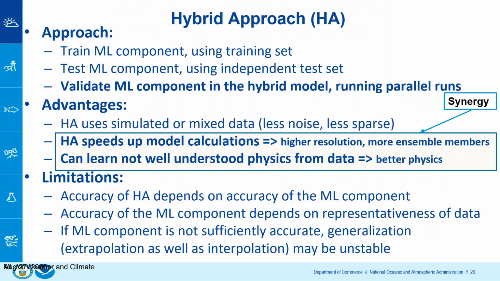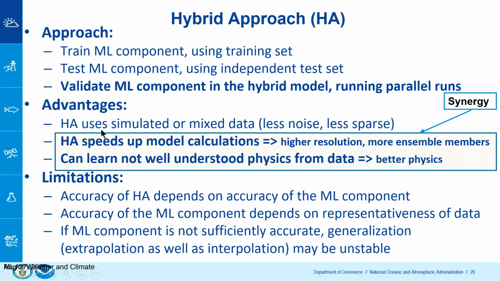Now let's review our hybrid approach. The approach now consists of 3 steps. The first 2 steps are the same as for the machine learning approach, which is purely machine learning. You train the machine learning component using a training set, and you test it using an independent test set. But the most important third part is validation of the machine learning component inside the hybrid model, running parallel runs.